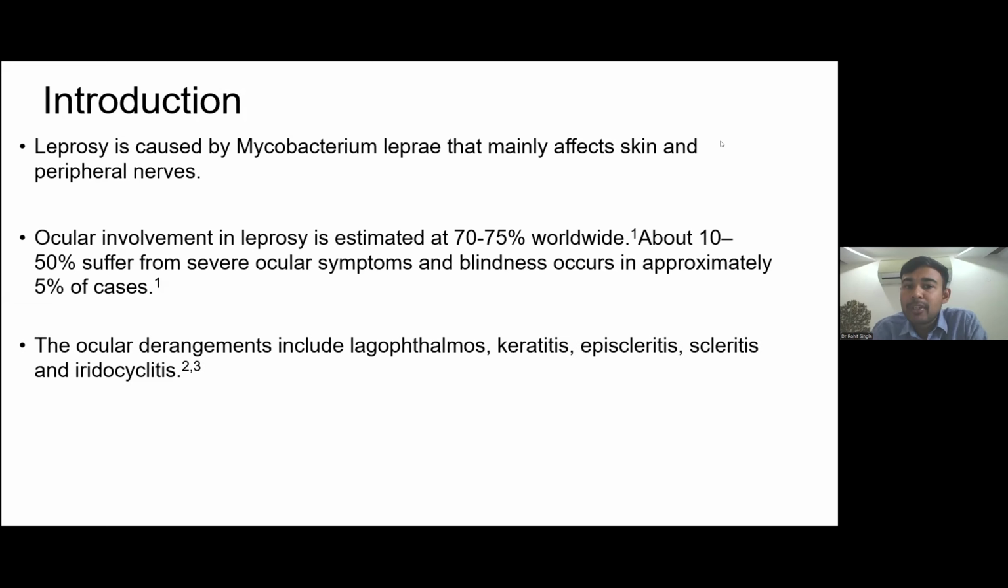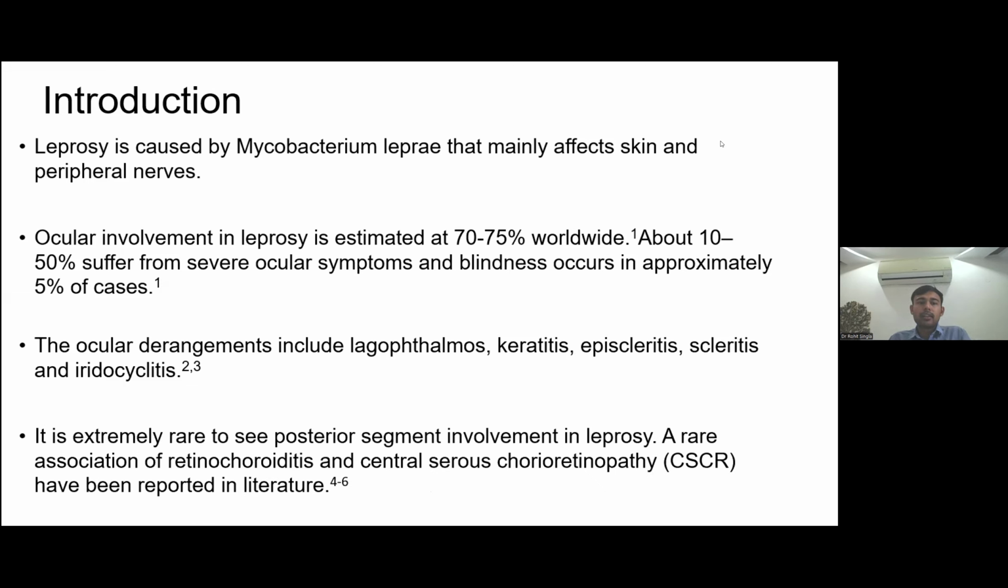The ocular derangements in leprosy patients include lagophthalmos, that is, inability to close the eyelids, then keratitis, episcleritis, scleritis, and iridocyclitis. It is extremely rare to see posterior segment involvement in leprosy, as Mycobacterium leprae prefers cooler temperature. So the anterior segment is more likely to be involved in leprosy as compared to the posterior segment of the eye. In literature, a rare association of retinochoroiditis and central serous chorioretinopathy is reported, but there are very few cases.